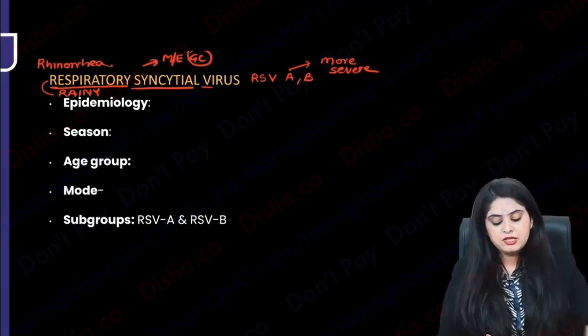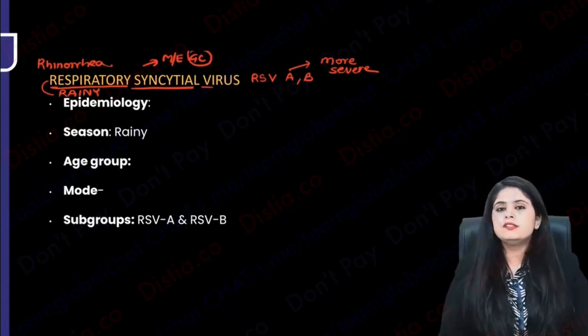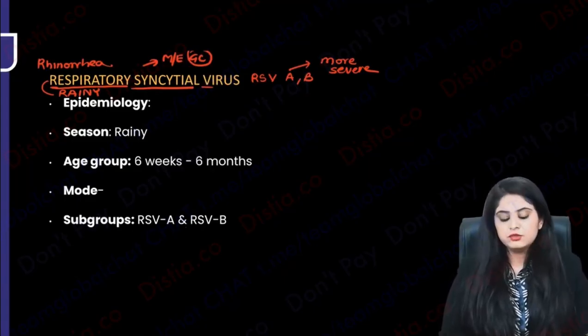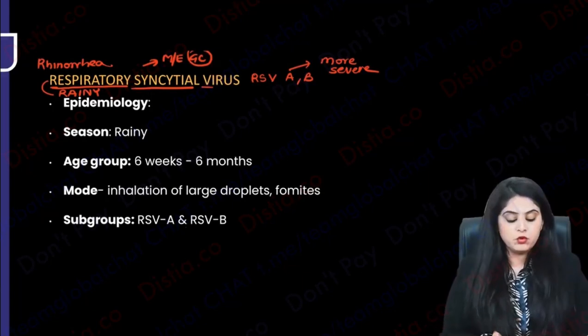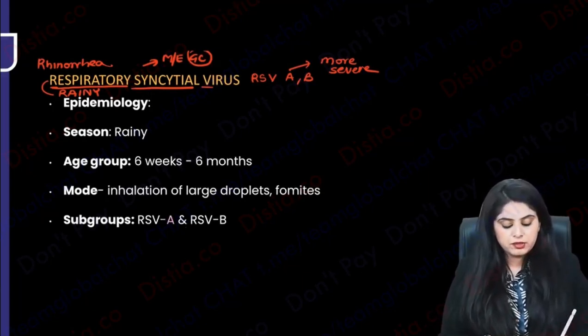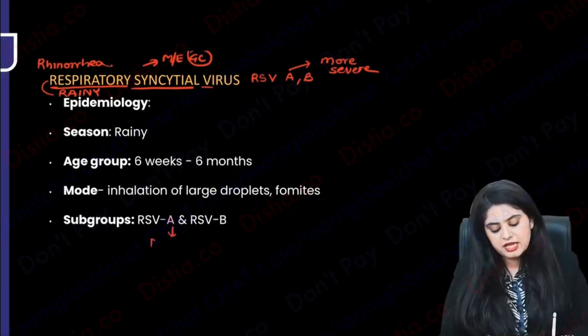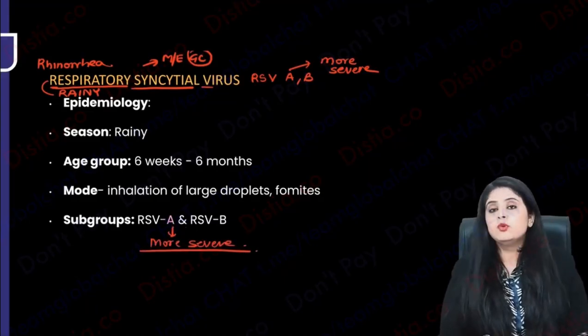So if they ask you the epidemiology, I've told you the season in which you see it. It's going to be the rainy season. What is the age group? It is a very young child, 6 weeks to 6 months. Mode, of course, is respiratory, so it's going to be inhalation and touching of objects like fomites. I've told you it has 2 subclasses, RSV A and B. RSV A is the one that is going to be more severe.